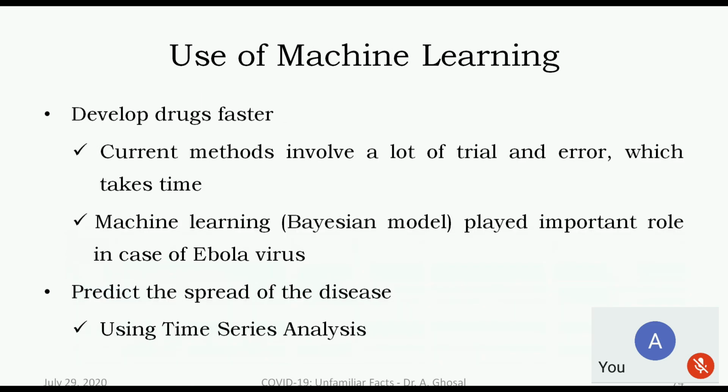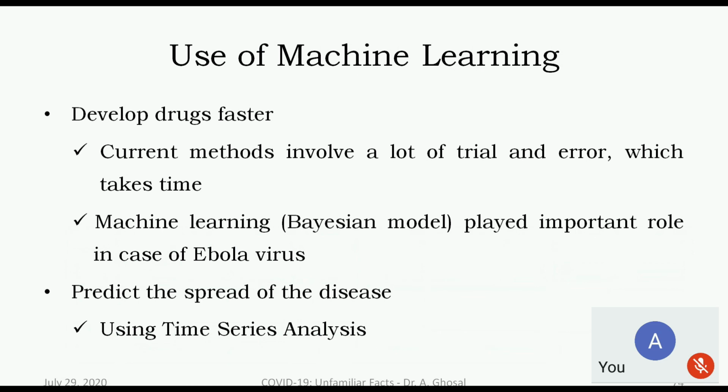Next, machine learning can help develop drugs in a faster way, because the current methods involve lots of trial and error, which takes a long time. There is already a previous history of the machine learning approach, the Bayesian model, which played an important role in the prevention of the Ebola virus.